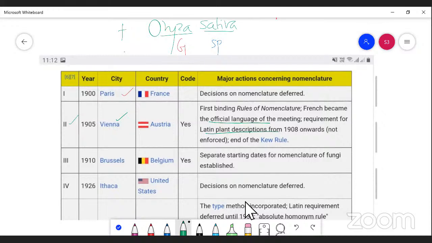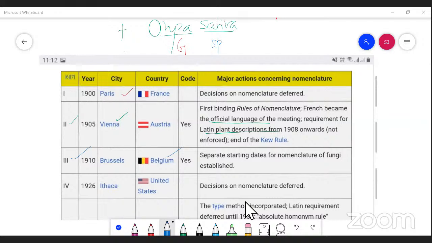The third Botanical Congress was held in Brussels in the year 1910, in Belgium. Why am I saying this? Because of the number of Botanical Congresses. What is a Botanical Congress? It is a kind of conference in which eminent taxonomists gathered from various countries and discussed and made certain rules and regulations for naming a plant. That is called a Botanical Congress.